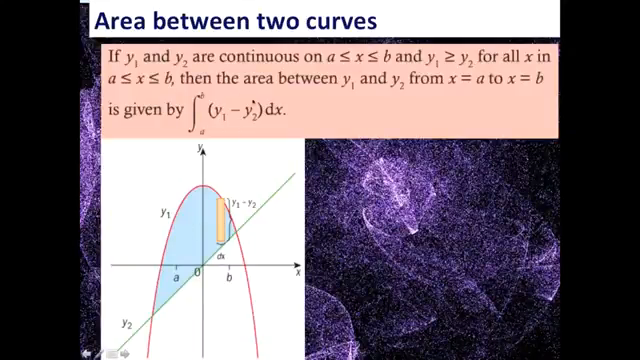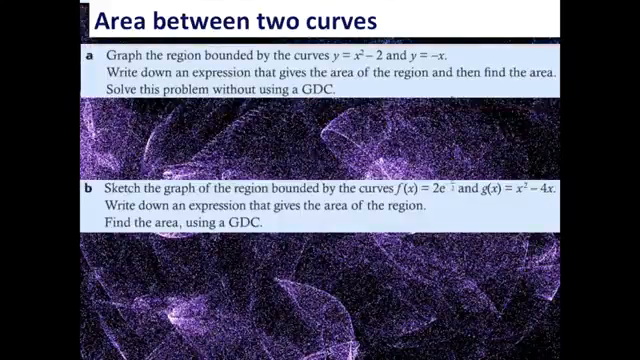We can generalize this and say that for any functions y1 and y2 which are continuous between a and b, and for which, and this is the crucial point, y1 is greater than y2 for all x in this range, then the area between y1 and y2 is given by the integral. So this is the key formula which we're going to be using. The integral between the two values a and b, with the intersections here, of y1 minus y2 with respect to x.